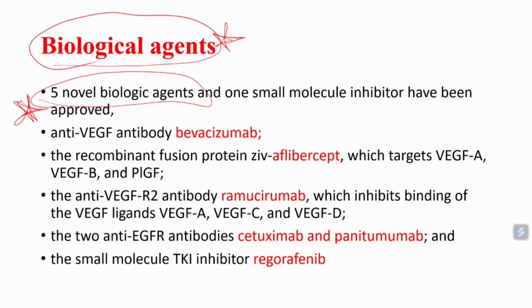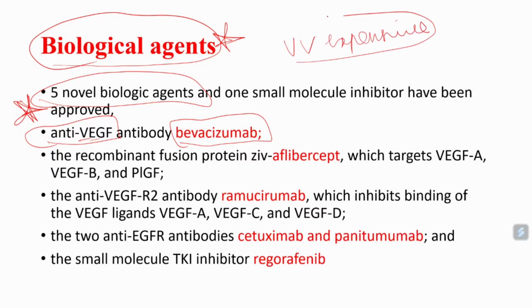About these novel biological agents, in pharmacology we have not started with biological agents yet. But as we are discussing colorectal cancer, always remember there is one antibody, the anti-VEGF antibody, a vascular endothelial growth factor antibody, which is a very famous drug. This is a new biological agent, and these biological agents are very, very expensive. In that, bevacizumab is the first drug, an anti-VEGF antibody.